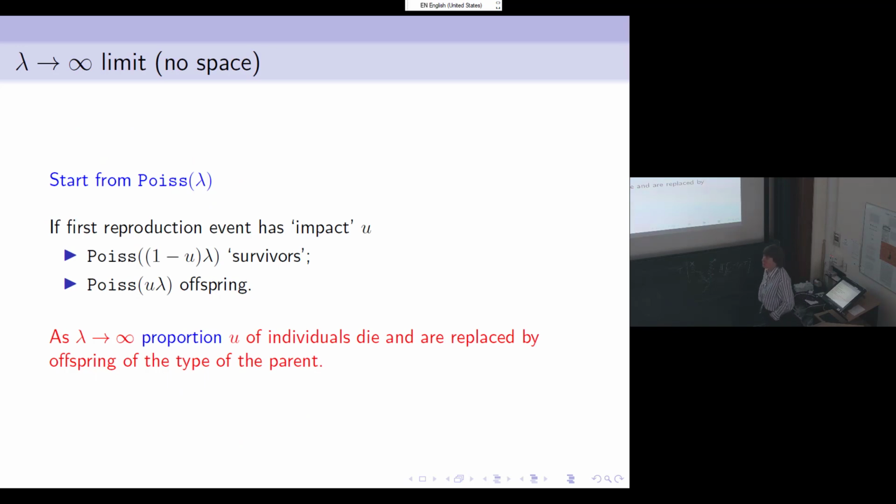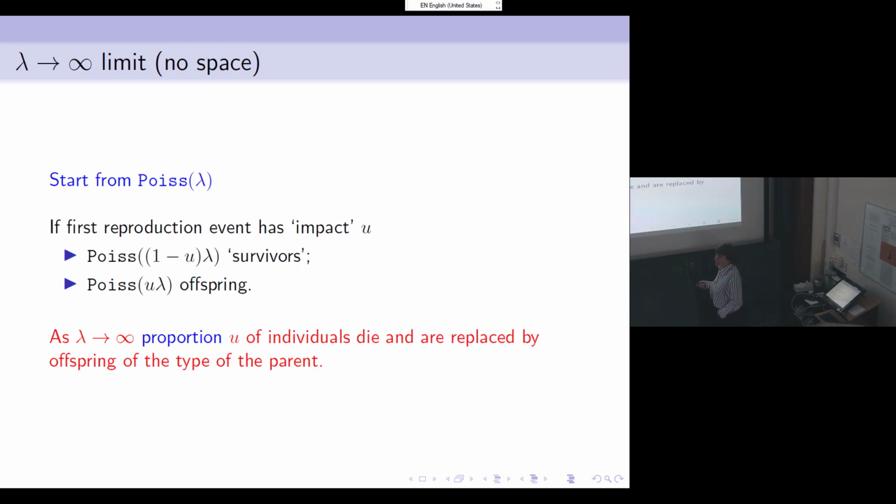Now let's see what happens if I let lambda tend to infinity. I'm going to show you what the limit should be by considering what happens when there's no space. So when there's no space, what are we doing? Well, we're starting from a Poisson lambda number of individuals.